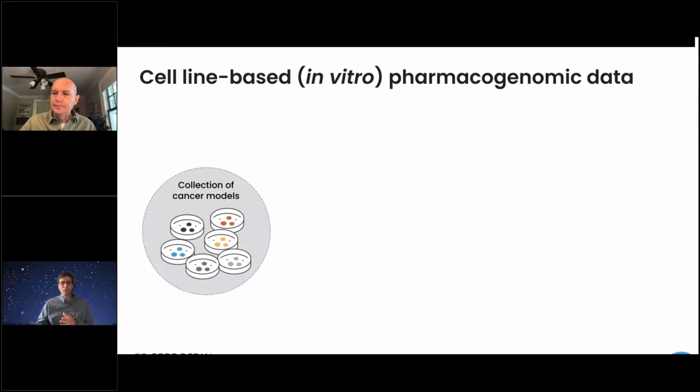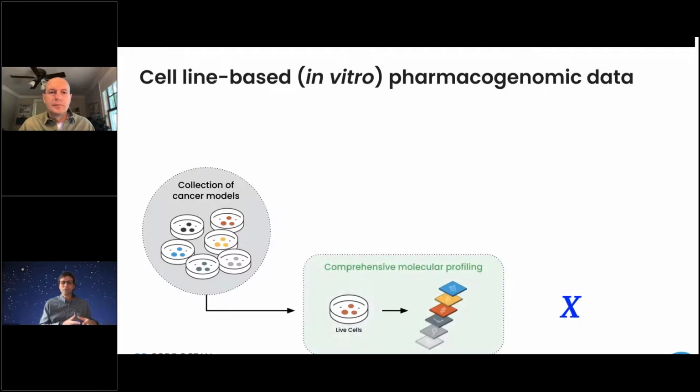Even if you use cell lines that are relatively simple cancer models, you can basically start from a large collection of cancer models, a large collection of cell lines. You can profile them at the molecular level to really try to best understand their uniqueness, what are the features that make each of those cancer cells unique, and you do so at the multi-omics level. That's kind of our input feature matrix X.